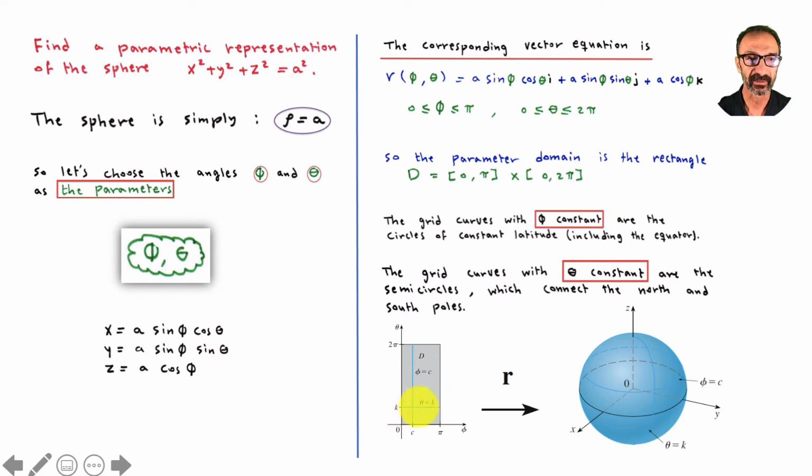So this line right here will be traced as this semicircle. This line right here will be traced as a circle. See, the circle is going around with the dashed lines in blue. You can see that. Okay.